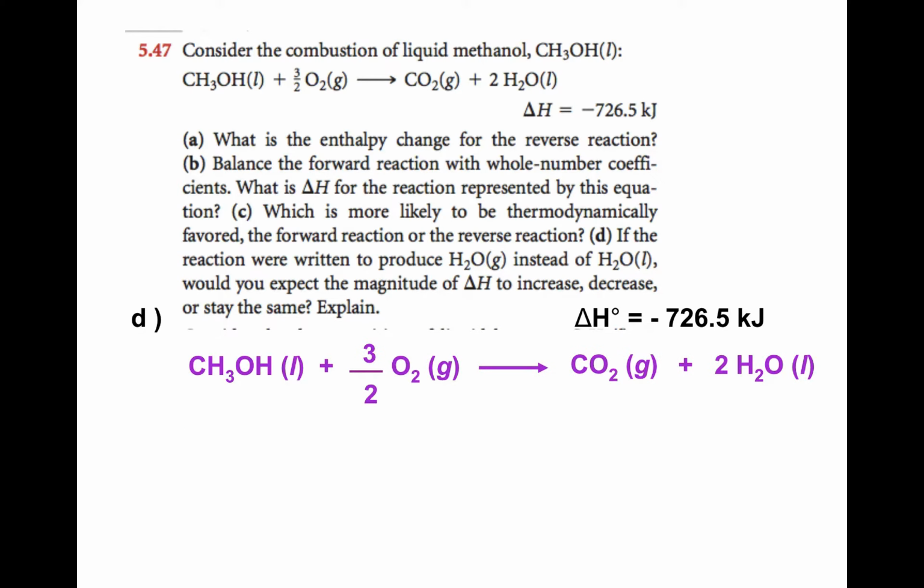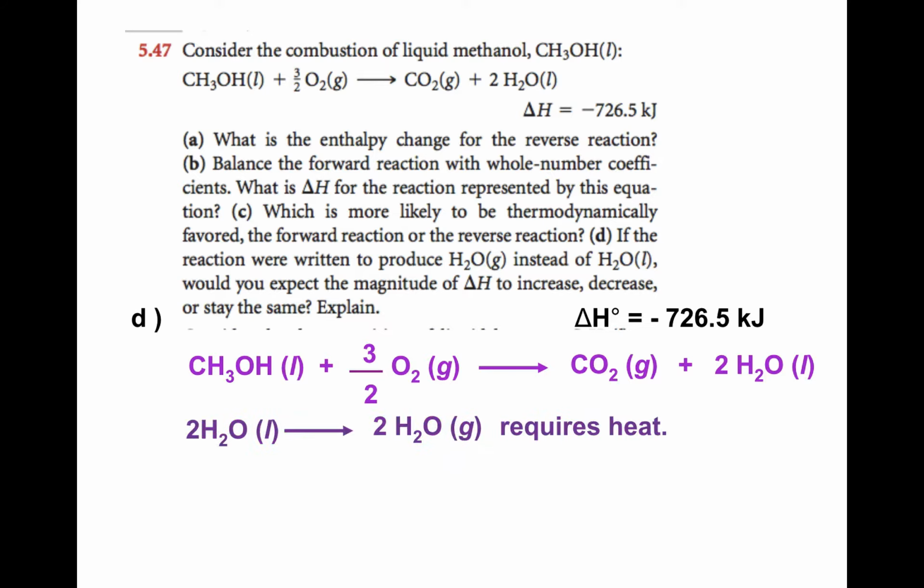All right, for part D, if a reaction were written to produce gaseous water instead of liquid water, would you expect the magnitude of delta H to increase, decrease, or remain the same? I'm assuming what they mean by increase is become more positive, more endothermic. Decrease, become more exothermic. Stay the same. Explain.